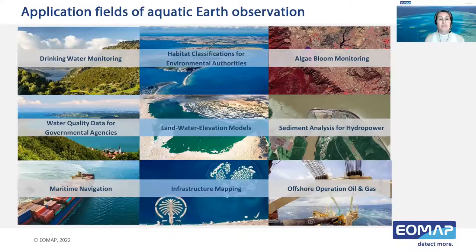These are the application fields of aquatic earth observation. Satellite data is useful for drinking water monitoring, habitat classifications for environmental authorities, and algae bloom monitoring. It also helps governmental agencies understand the water quality of any lakes that they might have to survey, be it on a small district level or even country level.